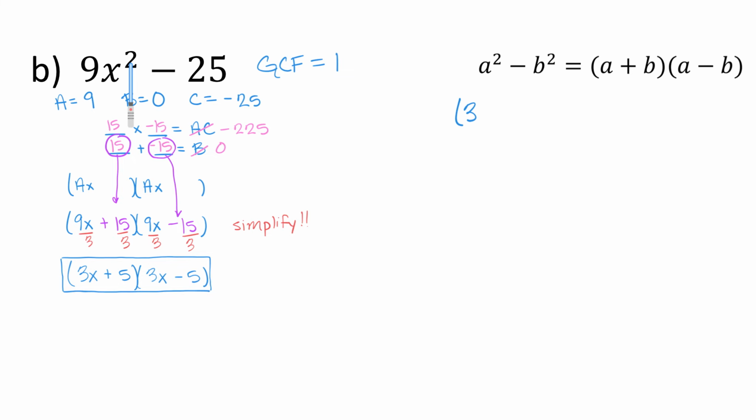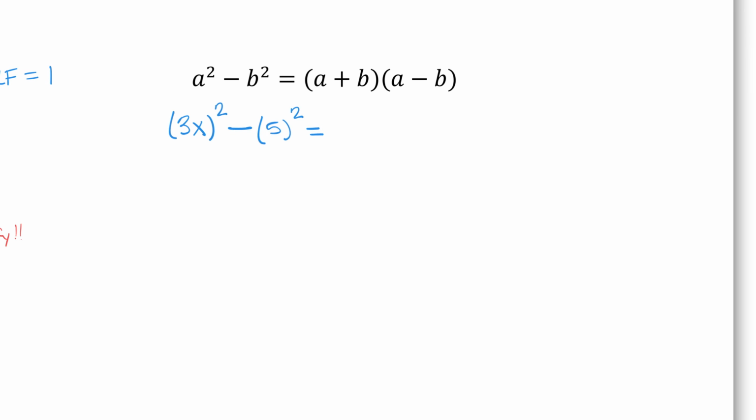And then x squared is a perfect square because x is being raised to the power of 2. So the 3x, raised to the power of 2, is our a. And then we have subtract. And 25 is a perfect square because the square root of 25 is 5. So really this is 5 squared.